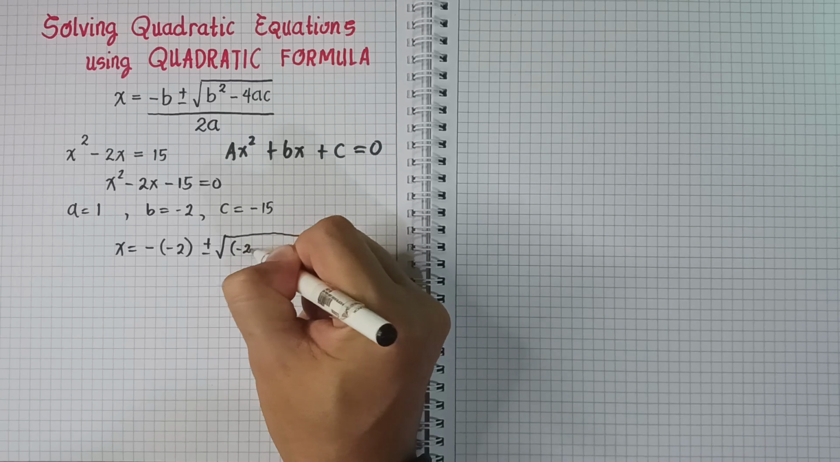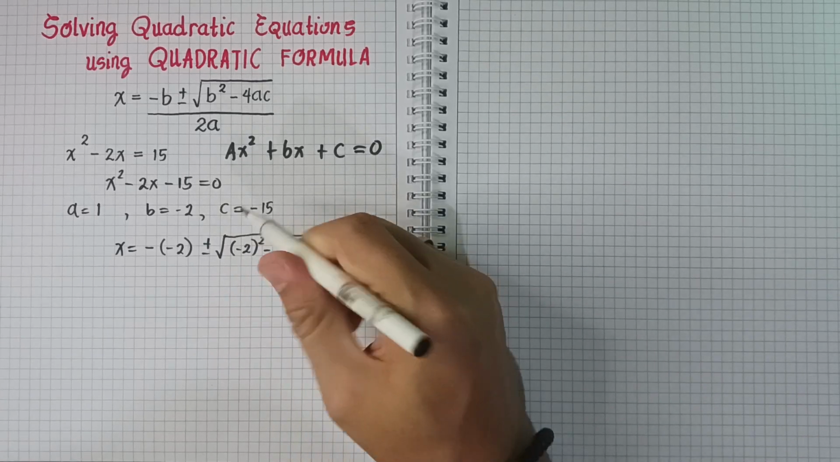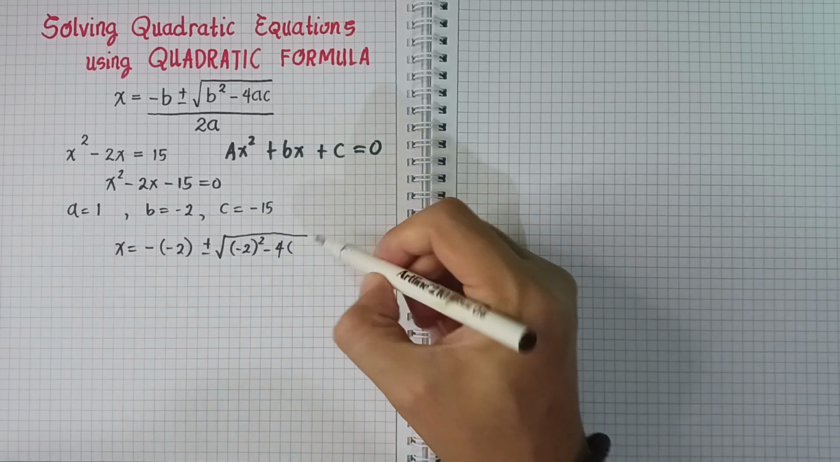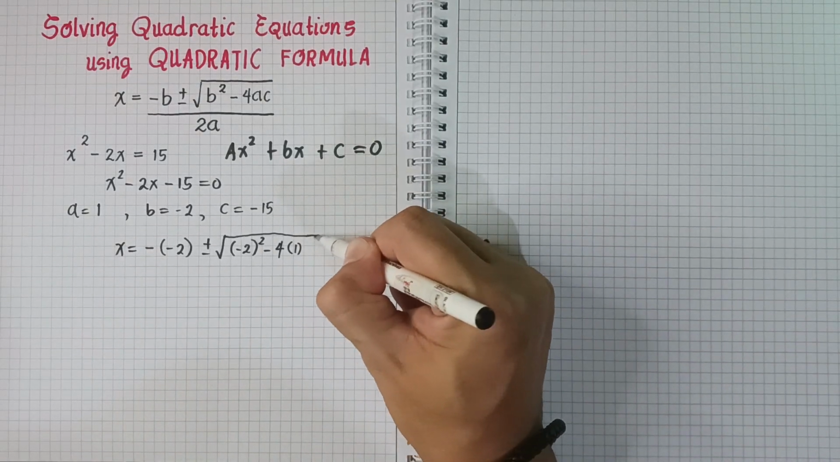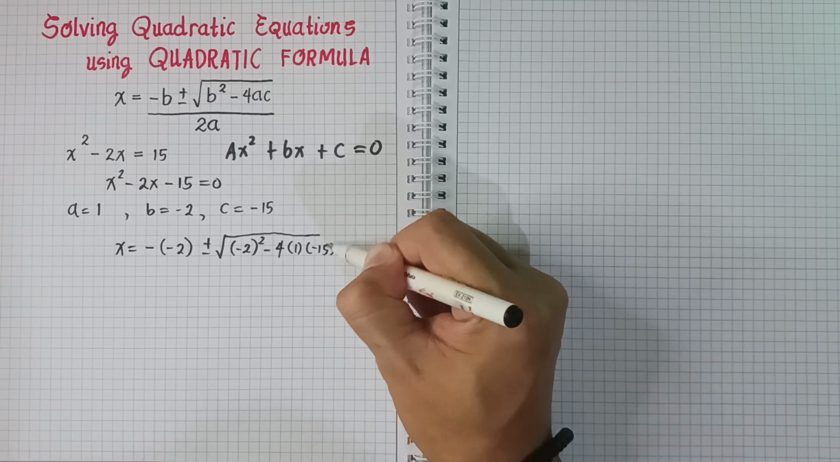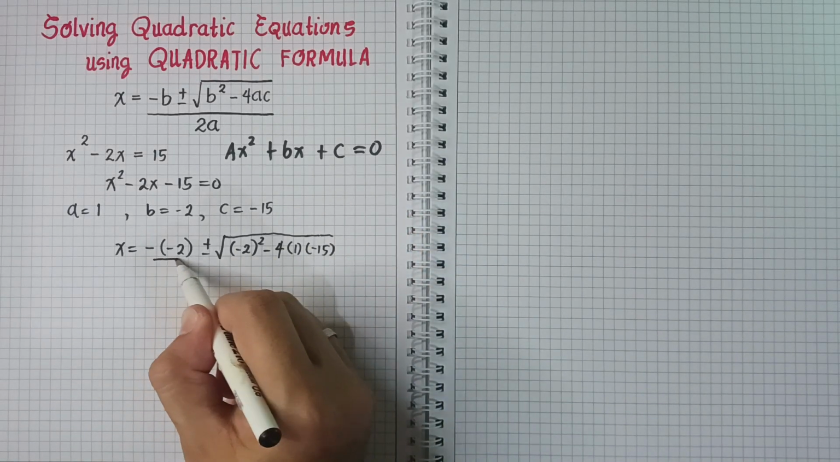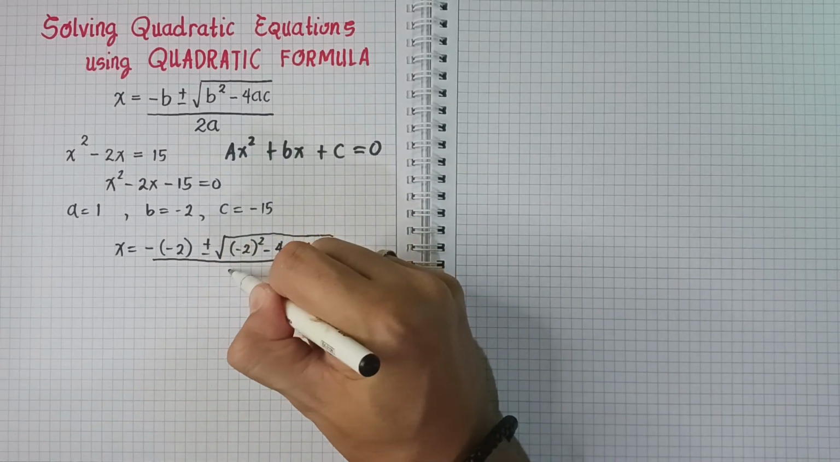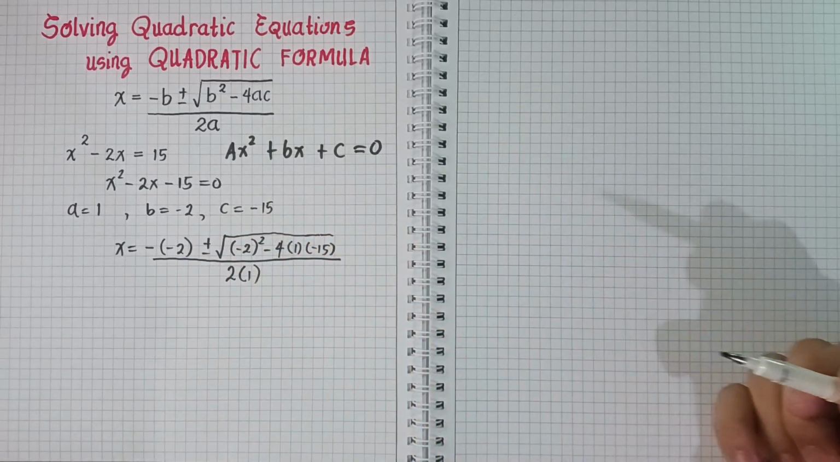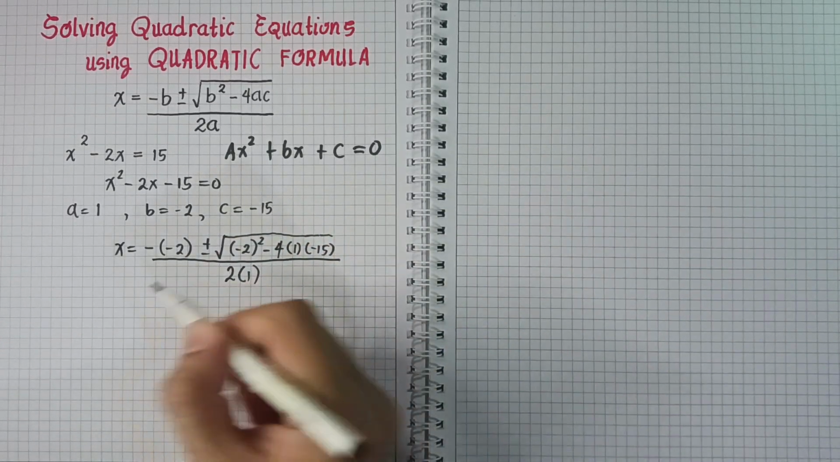So negative 2 squared minus 4, and then your a here is 1, and then your c is negative 15, all over 2a. So your a is equal to 1. Okay? And then, let's simplify.